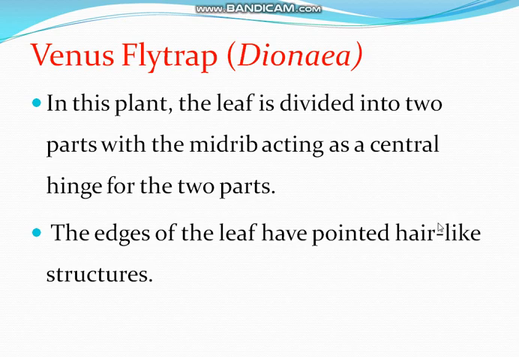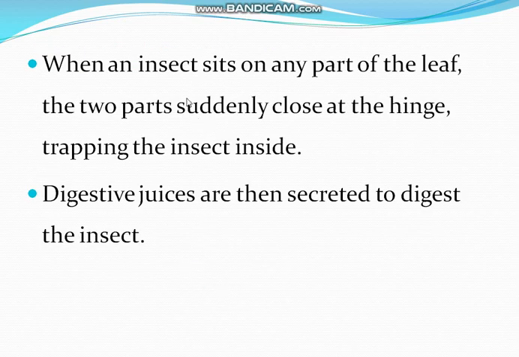Moving to the second, Venus flytrap or Dionaea. In this plant, the leaf is divided into two parts with the midrib acting as a central hinge for the two parts. The edge of the leaf has pointed hair-like structures. When an insect sits on any part of the leaf, the two parts suddenly close at the hinge, trapping the insect inside. Then digestive juice is secreted to digest the insect.